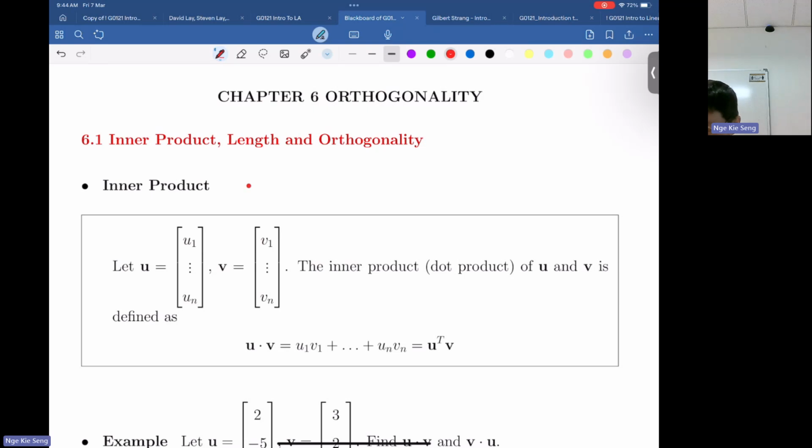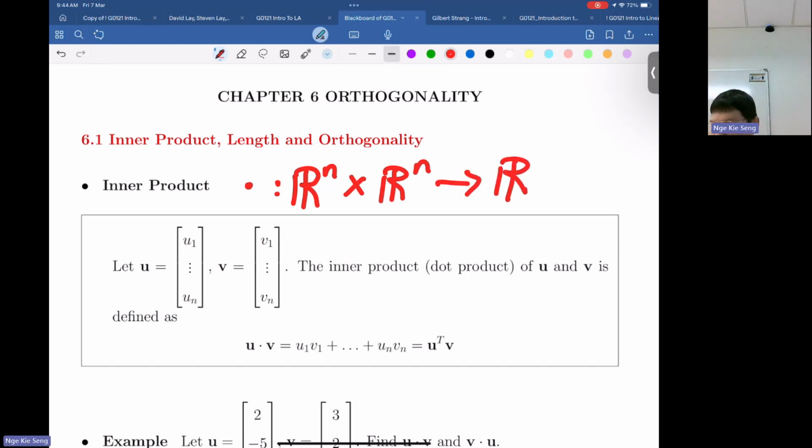This product is a function that takes two vectors to a number, like that. It spits out a number. So how do we get a number? Well, u dot v is defined to be: you transpose the first one, and then you take the matrix multiplication with the second one.